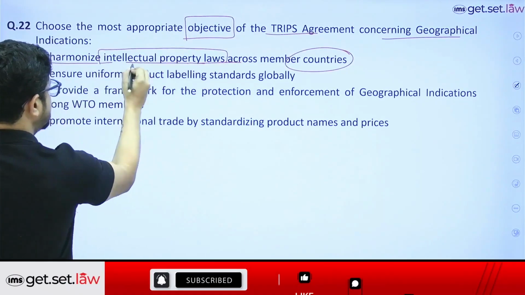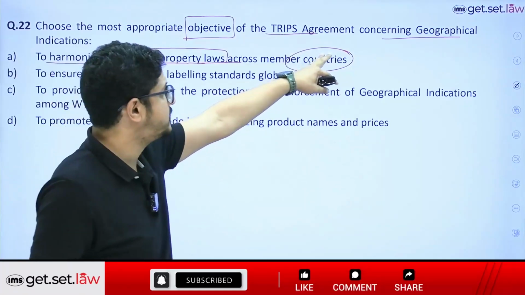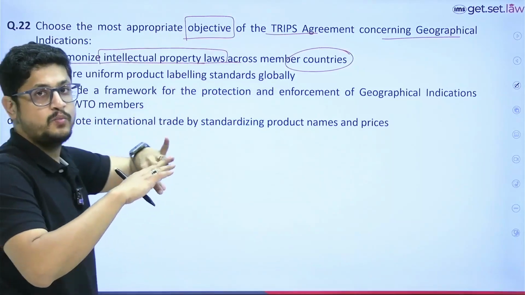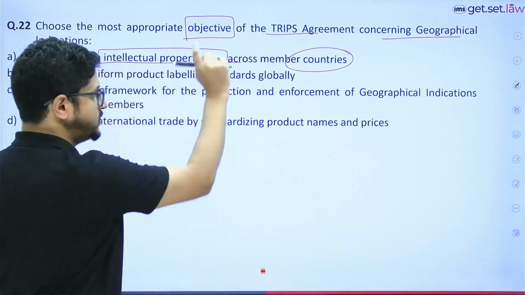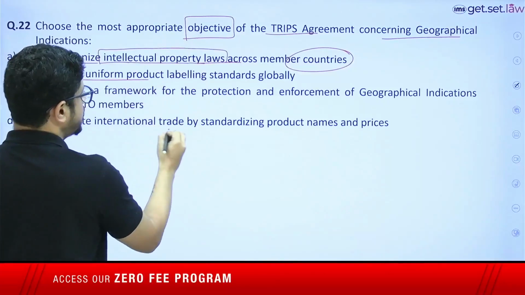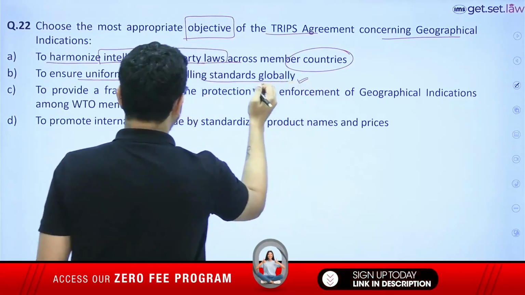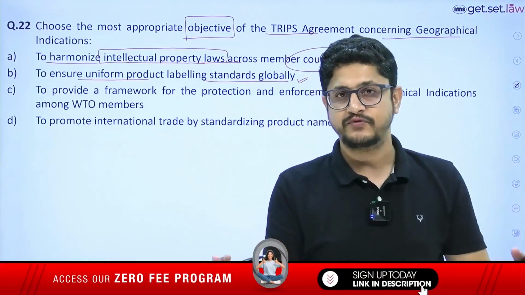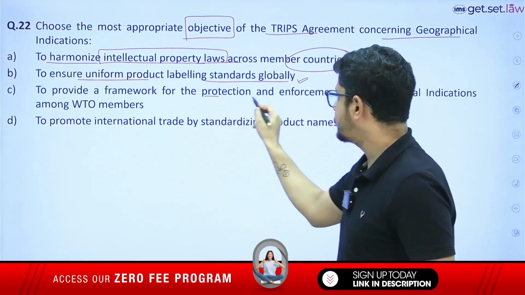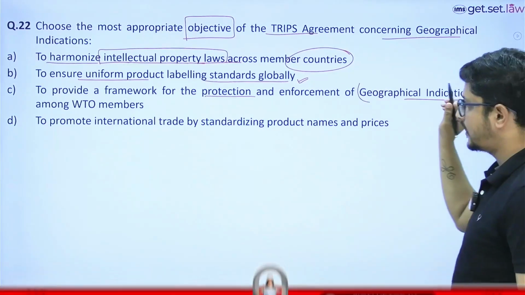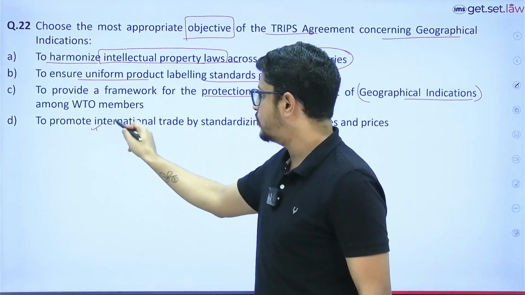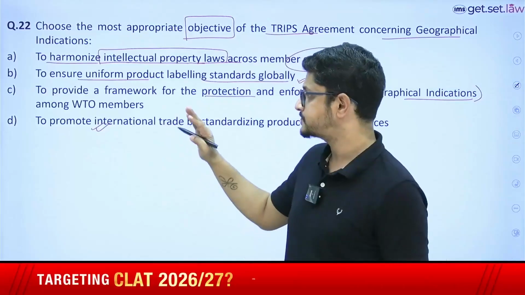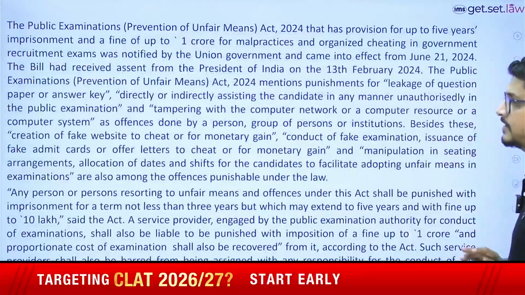Now this is a very wide option, in context with geographical indications you need to answer. So this is a widely accepted option, but not the option in this context, to ensure uniform product labeling standards globally. Now it's not only about the labeling, it's about the quality, it's the product, it's their own culture which they want to protect. To provide a framework for protection and enforcement of the geographical indications, outrightly correct, and completely to promote international trade by standardizing. So these all are generic and the wider ones. That's why C is the correct answer. Let's go to the next paragraph.